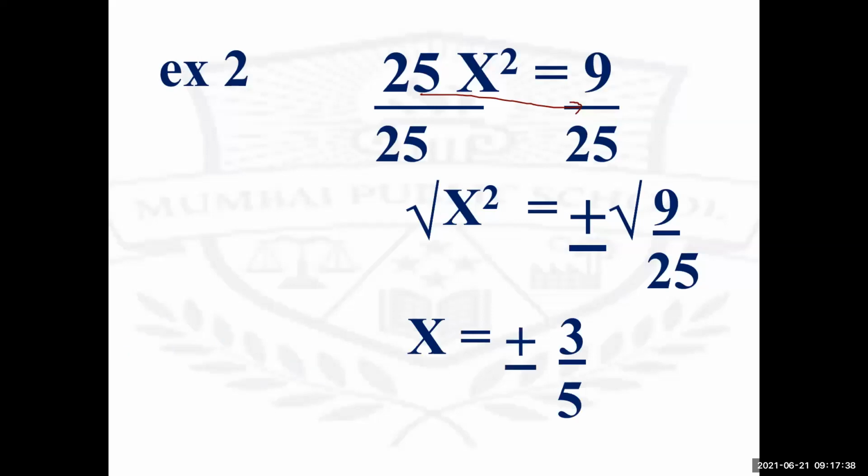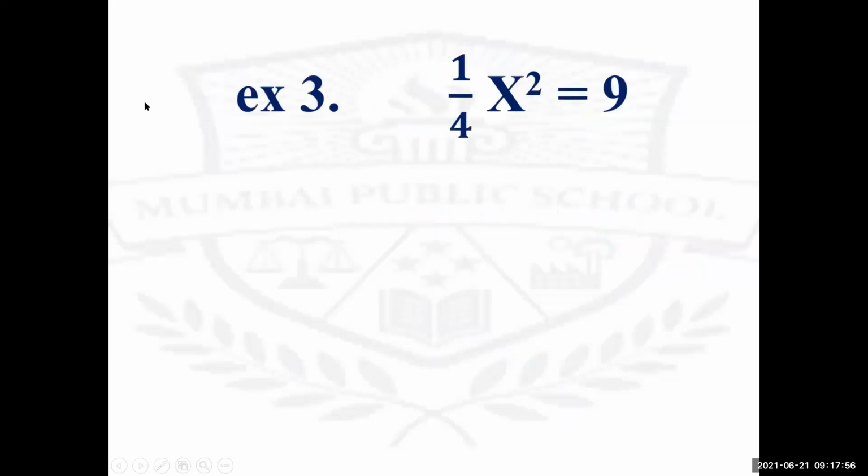Is this clear to all the students? Any doubts? You all can raise your hands so that I can answer your doubts. Okay. We'll solve one more question with respect to this. Check. It is 1 upon 4 x square equals 9. Come on, students, start solving this.